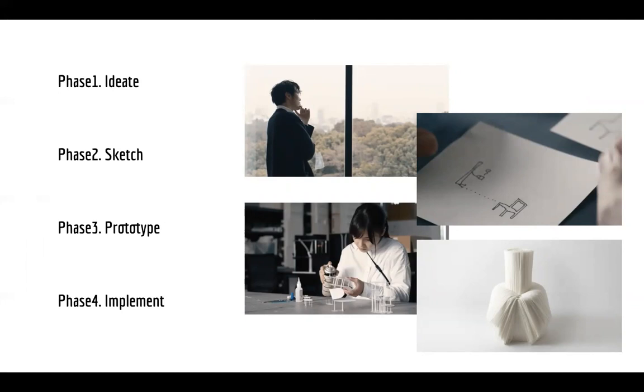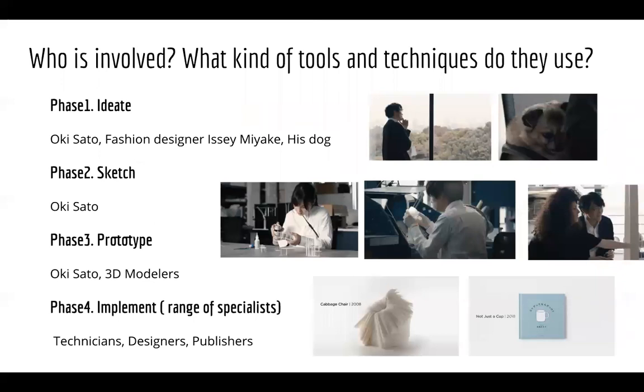The next phase is the sketching. Oki Sato's principle to sketching is the simpler, the better. The third one is prototyping, which is usually held in the 3D studios. The final phase is implementation, during which various objects are produced. And now I'll dwell on the questions: who is involved and what kind of tools and techniques do they use?